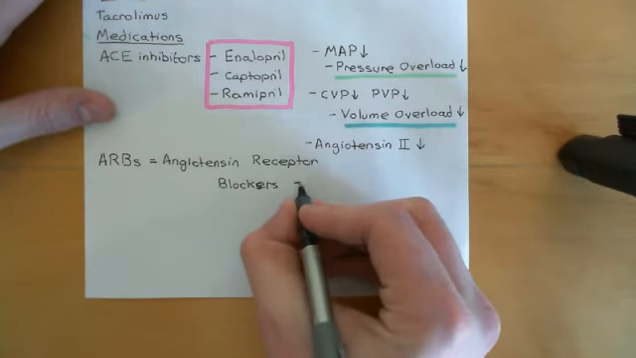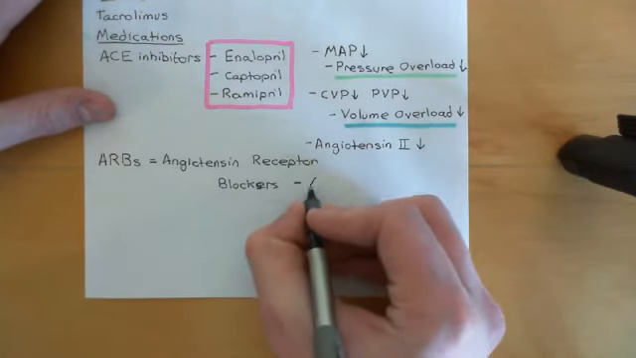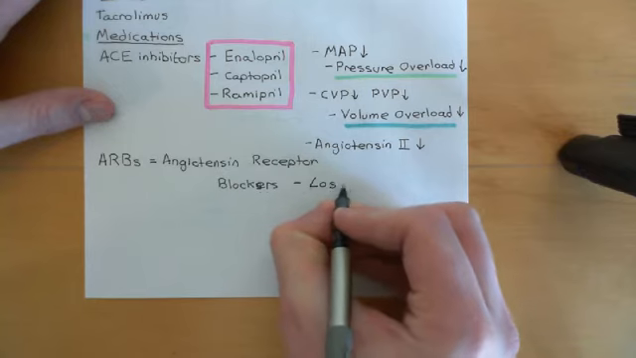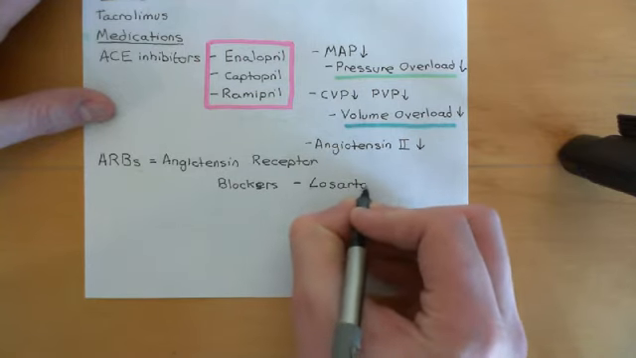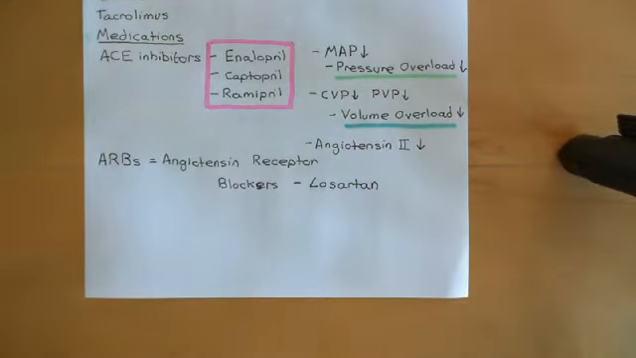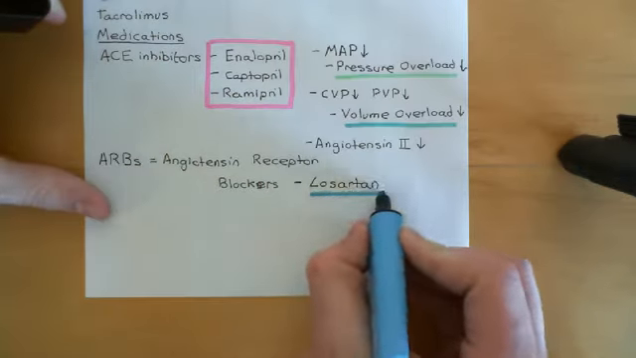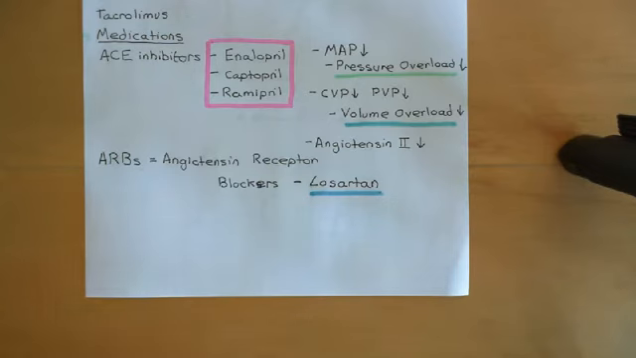Okay, and the most famous example of an angiotensin receptor blocker is losartan. Okay, again, these drugs can be recognized by a suffix. Okay, they all have the suffix zartan. Okay, so you can recognize them by that. So losartan is one of the most famous examples of an angiotensin receptor blocker.